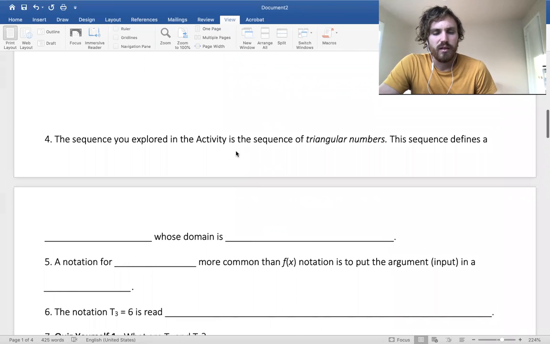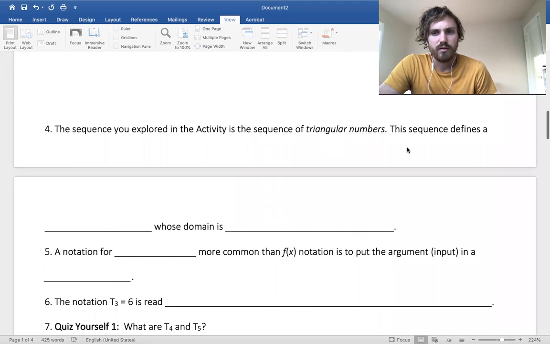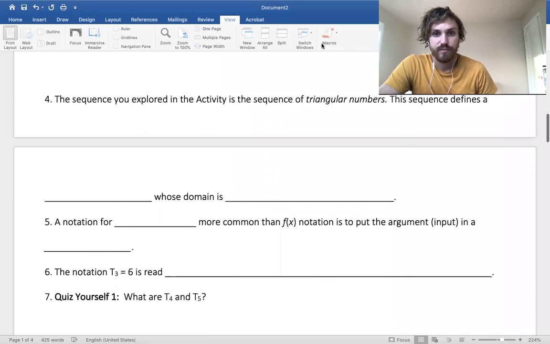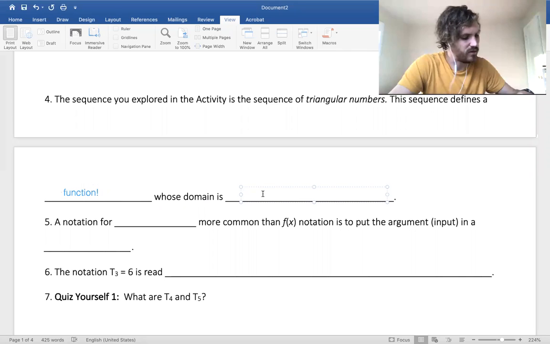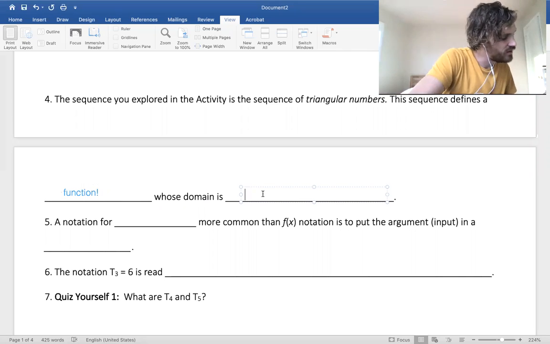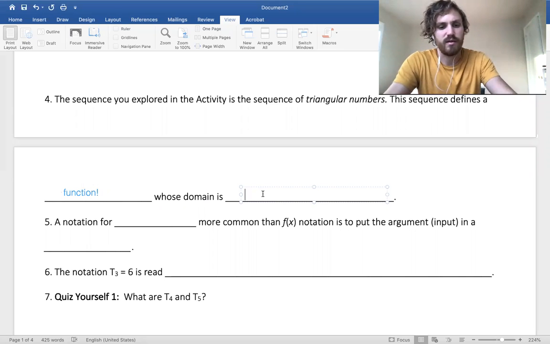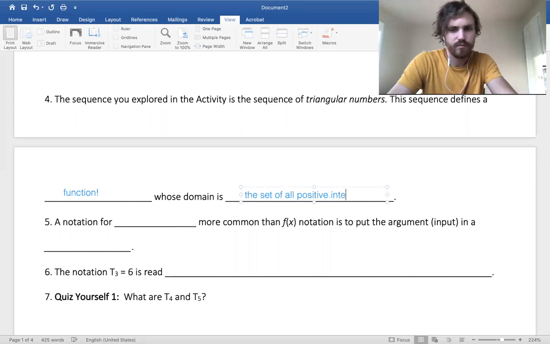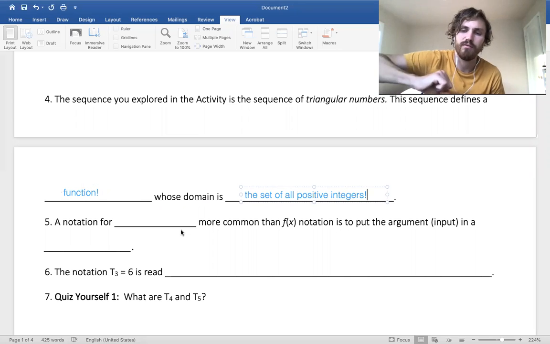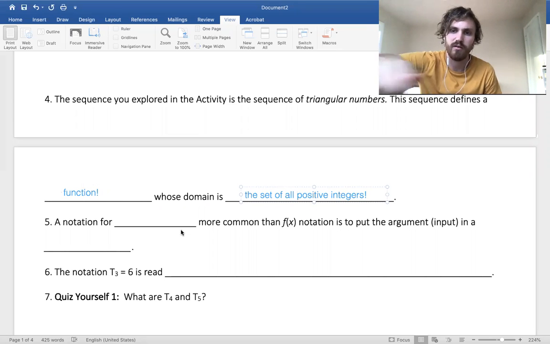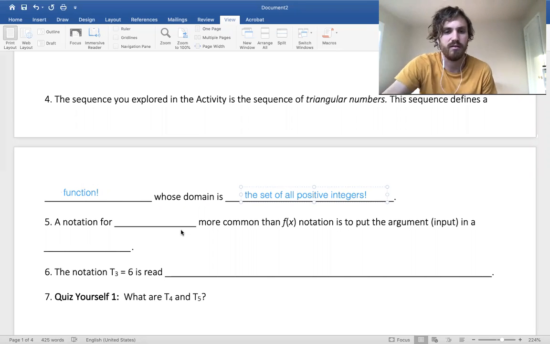The sequence you explored in the activity is a sequence of triangular numbers. This sequence defines a function whose domain is the set of all positive integers. So that means it's a sequence, because we're plugging in term number 1 and the first triangular number is 1, and we're plugging in 2 and the second triangular number is 3, etc.